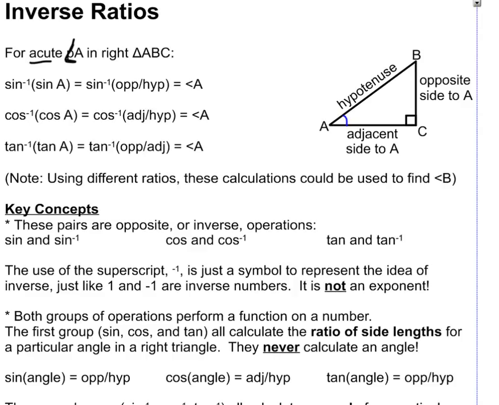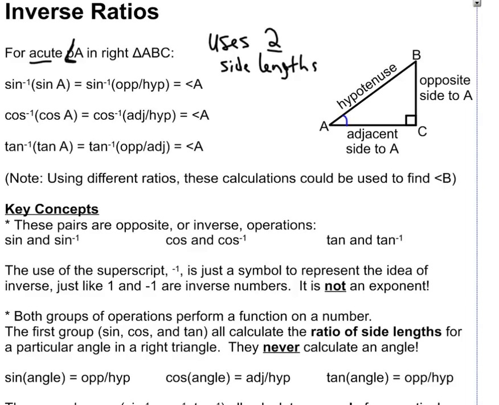So in this method, we need to know two side lengths, and we're using that information to solve for an angle. Previously, we used an angle and one side length to solve for an unknown side, okay, which would have been part of the ratio. So the key thing here is that this uses two side lengths. Okay. Now, if we used the different ratios, we could modify those calculations to solve for a different angle, namely B in the triangle given.